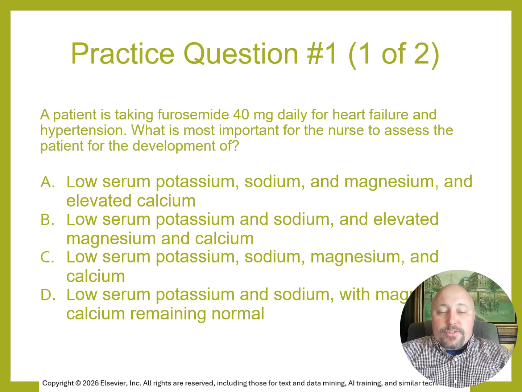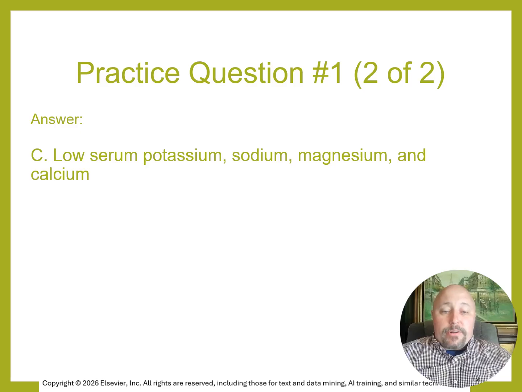For our first practice question, a patient is taking furosemide, 40 milligrams daily for heart failure and hypertension. What is the most important for the nurse to assess the patient for the development of? A, low serum potassium, sodium, and magnesium, along with an elevated calcium. B, low serum potassium and sodium with an elevated magnesium and calcium. C, a low serum potassium, sodium, magnesium, and calcium. Or D, a low serum potassium and sodium with magnesium and calcium remaining normal. And that answer is going to be C, a low serum potassium, sodium, magnesium, and calcium.